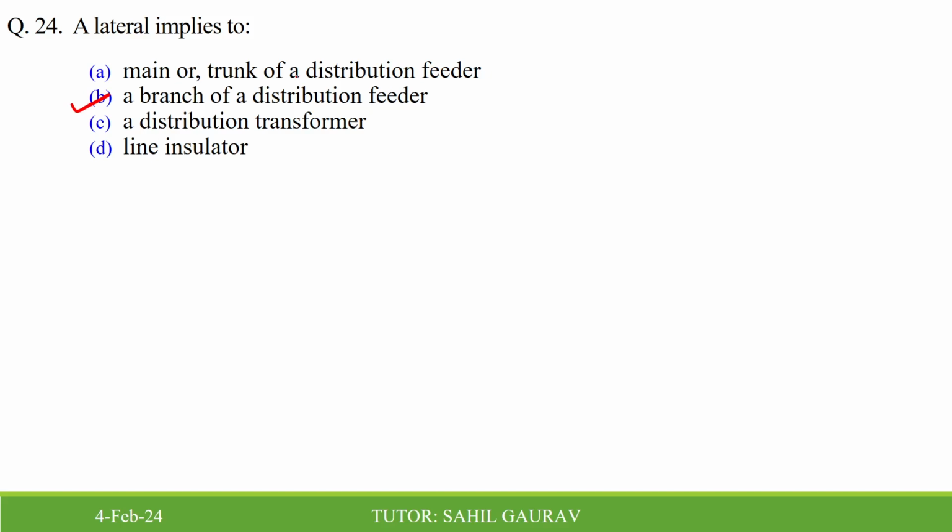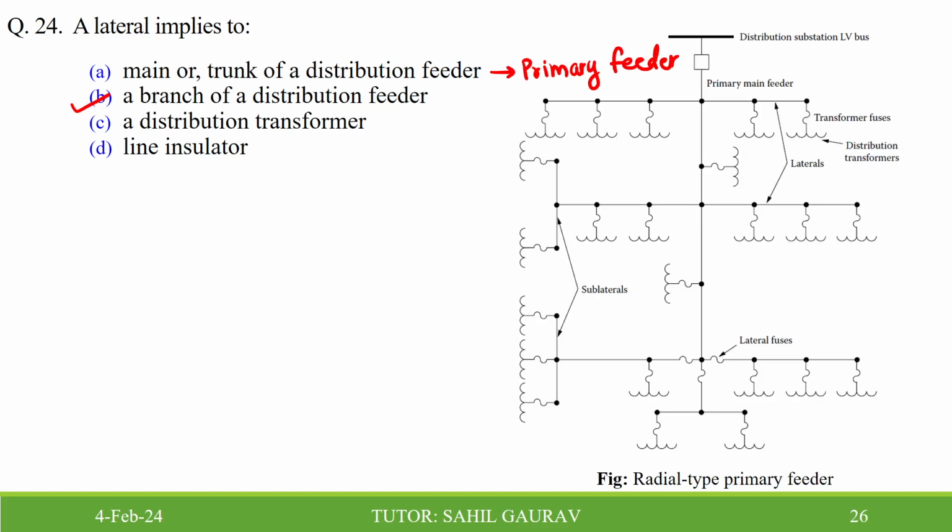And this main or trunk of a distribution feeder, we call it a primary feeder. If a lateral is separated into several parts, we call them sublaterals, and those are connected to distribution transformers. So let us see one figure. From the figure it is easy. So here you can see.